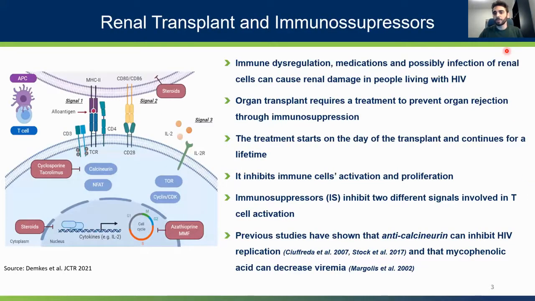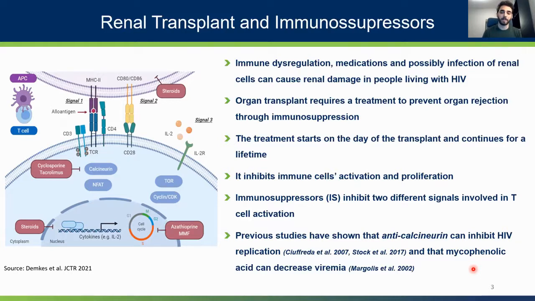Because of the immune dysregulation, medication intake, and possibly infection of renal cells, damage can be caused to kidneys in people living with HIV, and that will require a transplant. That transplant will come with a treatment to prevent organ rejection through immunosuppression. That treatment will start on the day of the transplant and then continue for a lifetime. It will inhibit immune cell activation and proliferation.